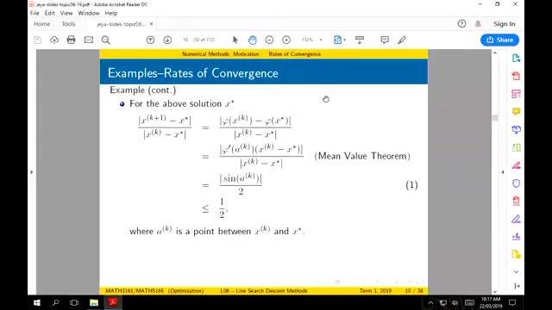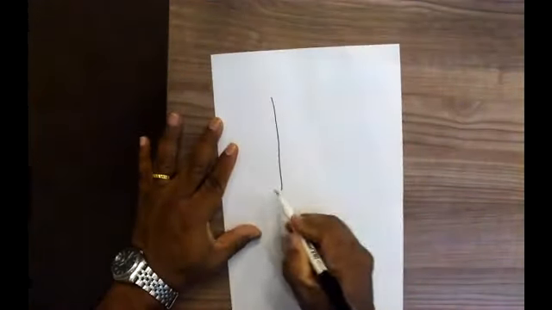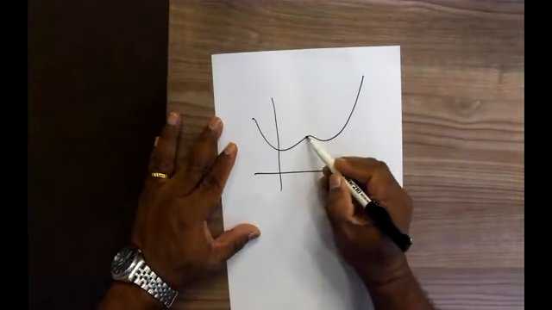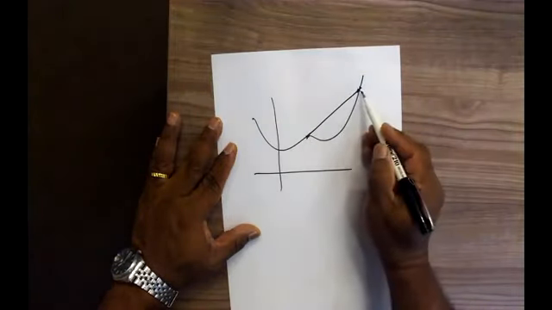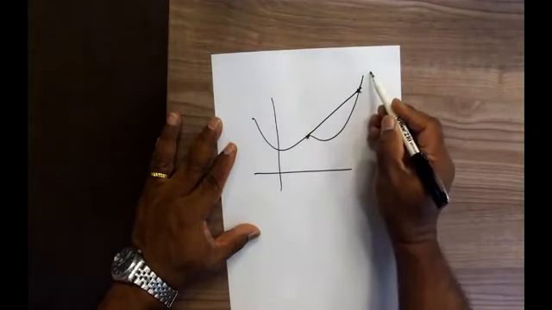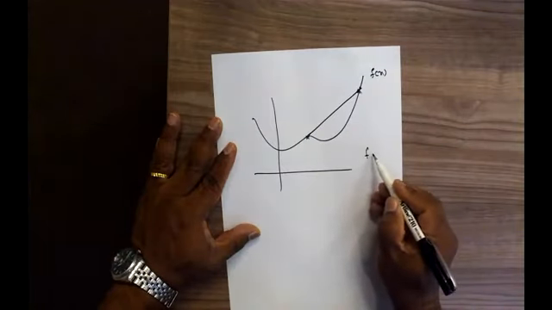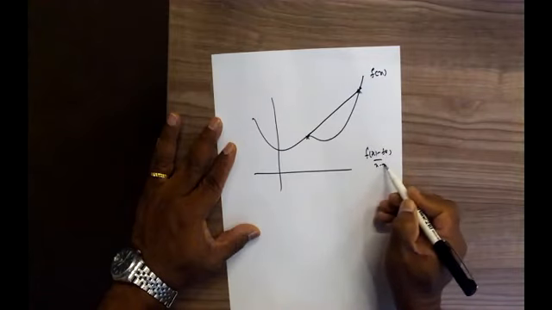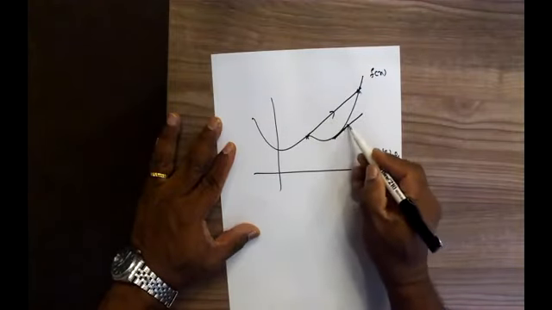Go back to the document camera for a minute. So if you have a function, you have any two points here, phi(x2), phi(x1), that's the graph, say, f(x). What's the mean value theorem? (f(b) - f(a)) over (b - a) equals f prime of c for some number c. So that means you can find a point here, and the slope is the same.